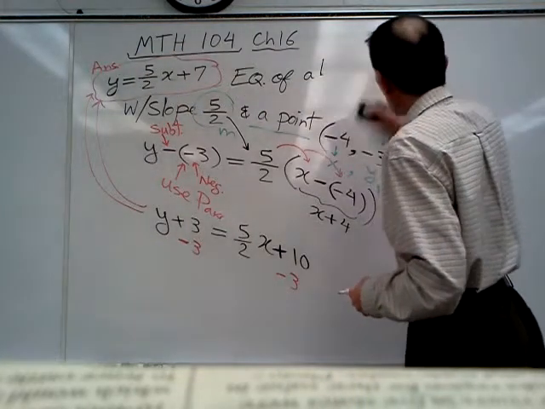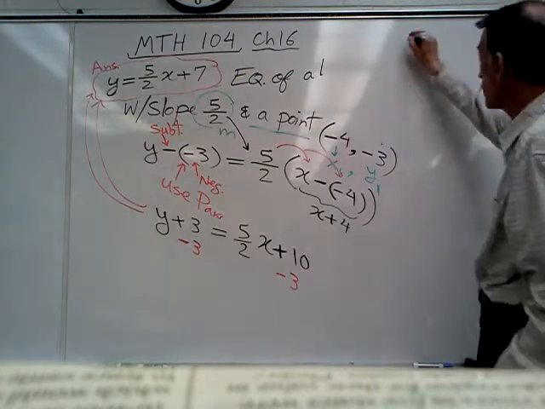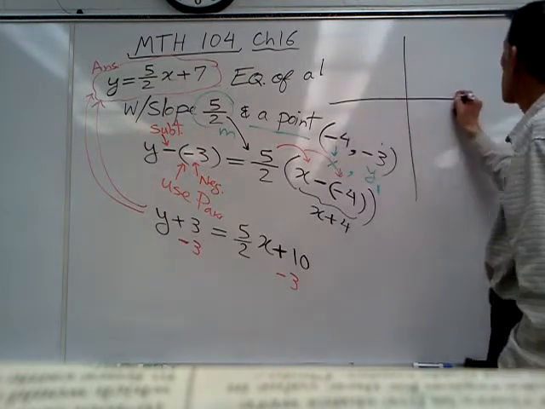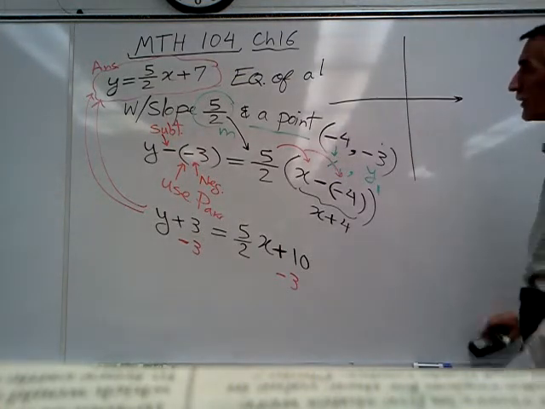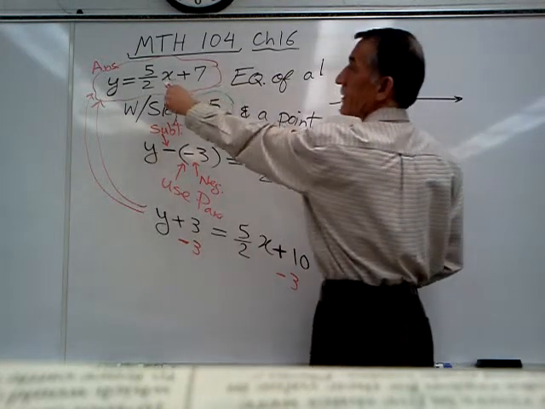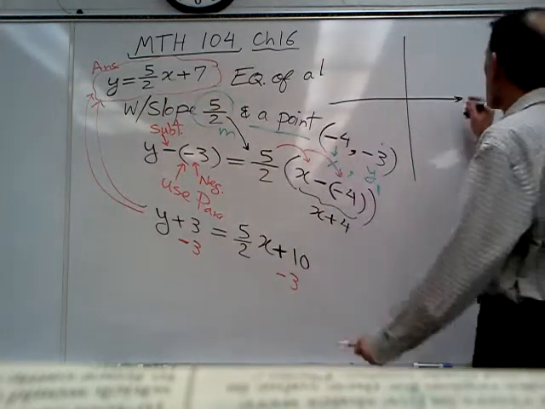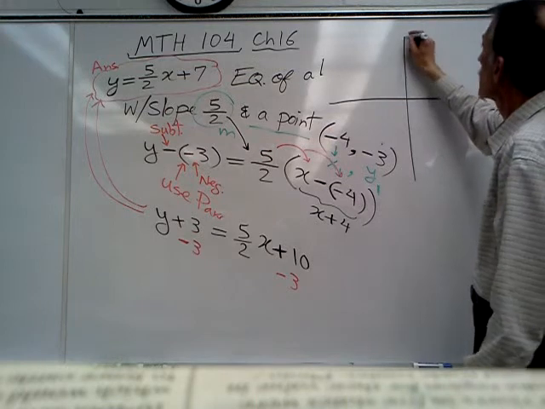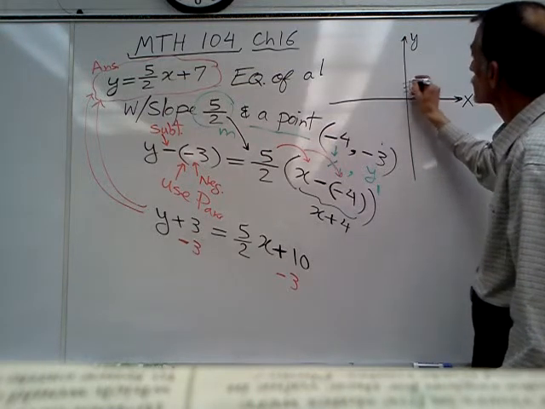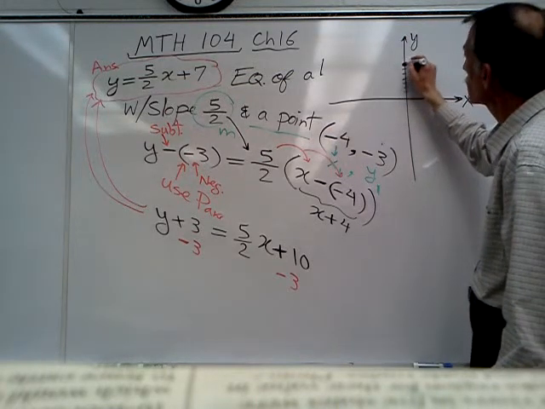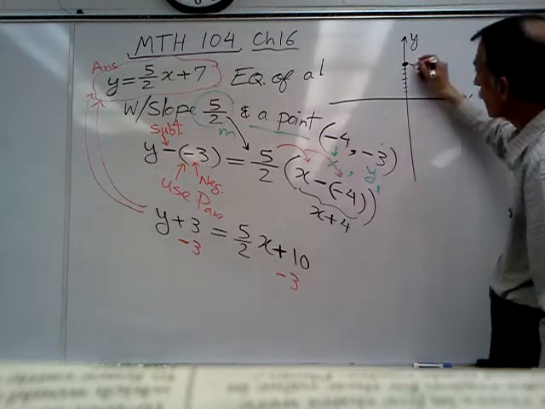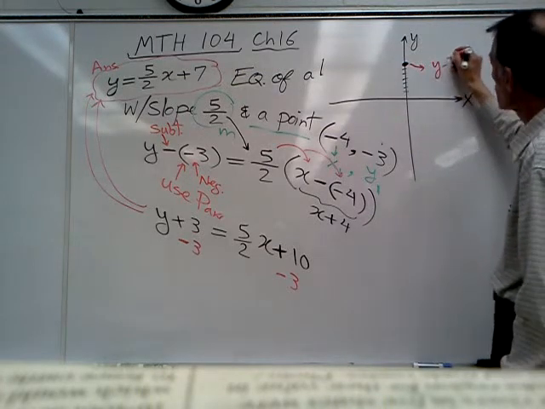If you were ever to draw a line that has the slope of 5/2 and the y-intercept of 7, that's the x, that's the y, and we go towards the 1, 2, 3, 4, 5, 6, 7, there's the y-intercept. So now you have the point that is the y-intercept, and it's 7.